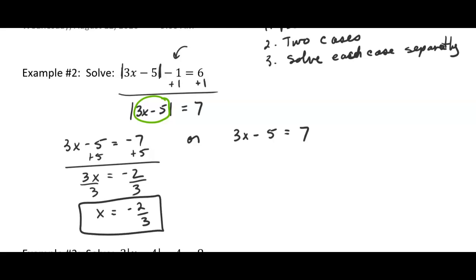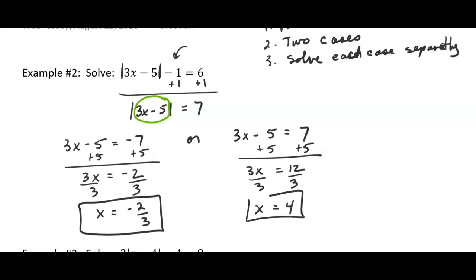You can put it in set notation. I can do that over to the side in a minute. Okay, add 5 to both sides. I get 3x equals 12. Divide both sides by 3. And I get x equals 4. So I get two different answers.